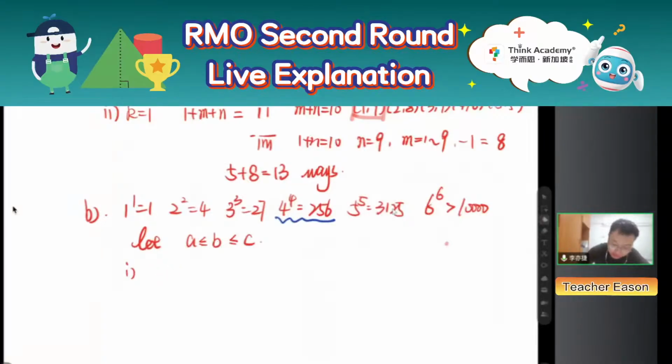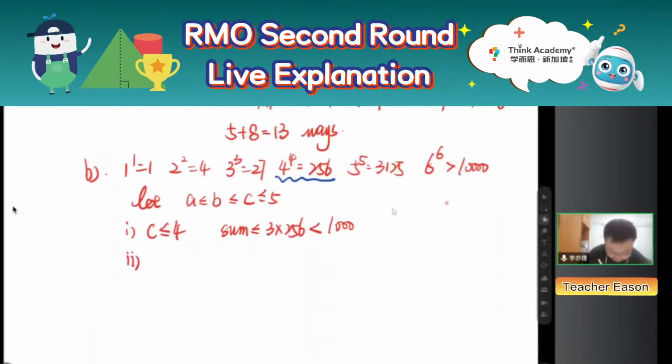Which means, if C equals 4, or maybe C smaller or equal to 4, then A and B are both smaller or equal to 4. So the sum is at most 3 times 256, which obviously is smaller than 1000. If every number is 4, we cannot make a 4-digit number here. So it's impossible, which means C must be 5. And now it's A to the power of A plus B to the power of B plus 3125 equals a 4-digit number.